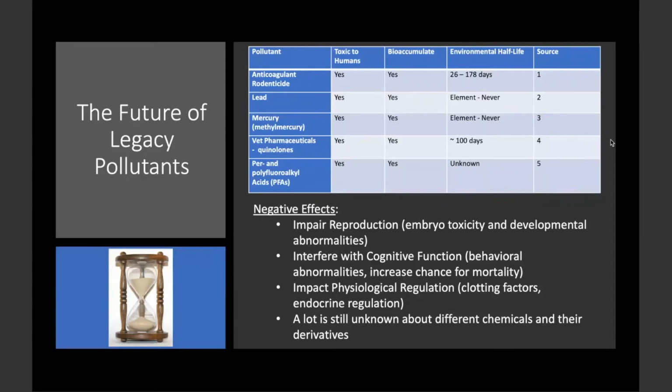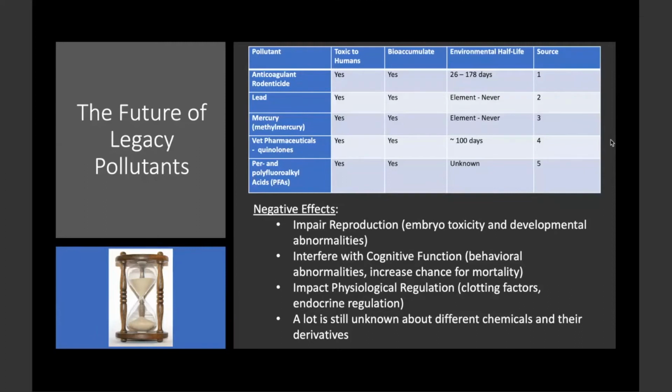So what are some of the negative health effects? They impair reproduction, right? Embryotoxicity, those eggs just never hatch potentially, or they have developmental abnormalities when they do hatch. Cognitive function too. All of these things really increase the chance for mortality or for predation. It's survival of the fittest out there, and if you're a raptor or an eagle born with some sort of abnormality, you're probably not going to survive for a very long time.